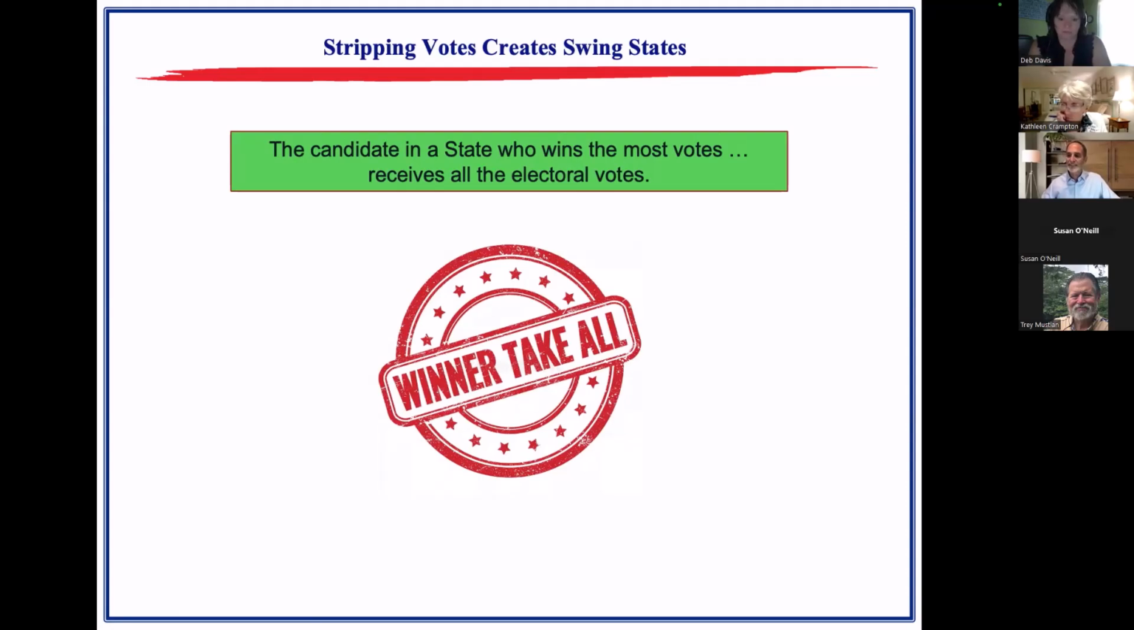The problem with this winner take all in the states is that it creates swing states and spectator states. And we've all heard lots about swing states. They're also known as battleground states. Those are the states that are so evenly split they could go red or blue. It's hard to predict. A spectator state, on the other hand, is a state that's not close, that we know today how they're going to vote in November.